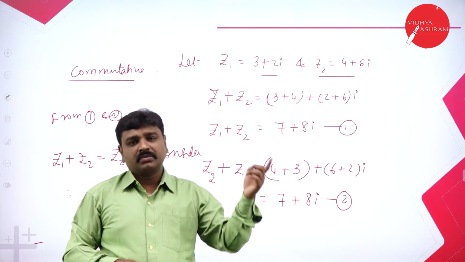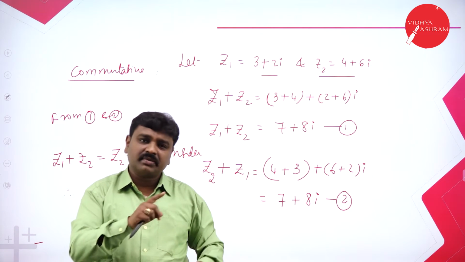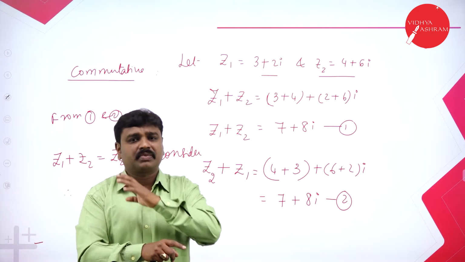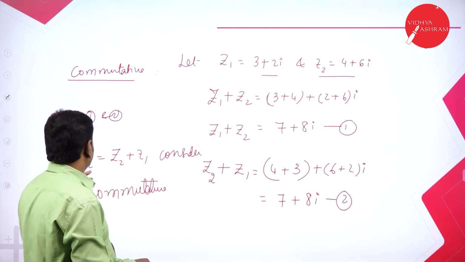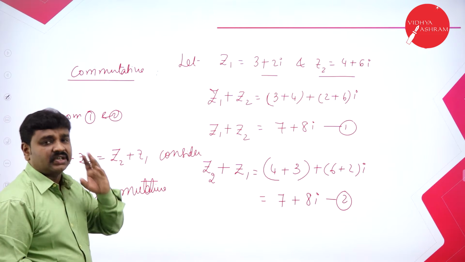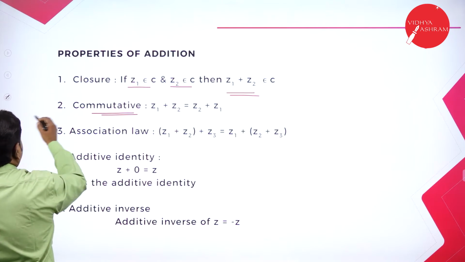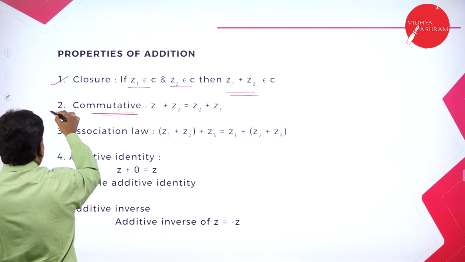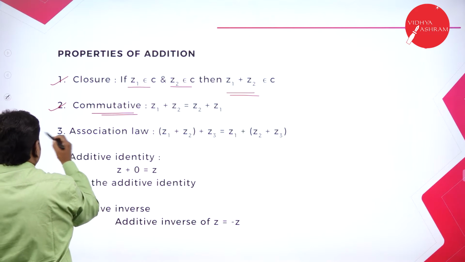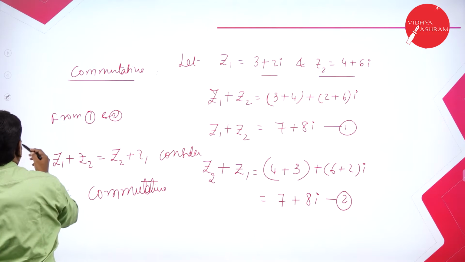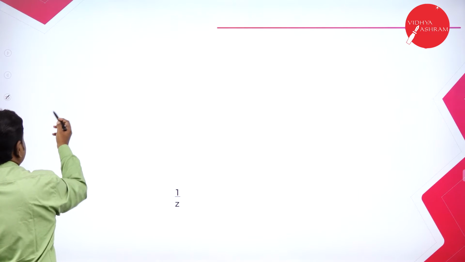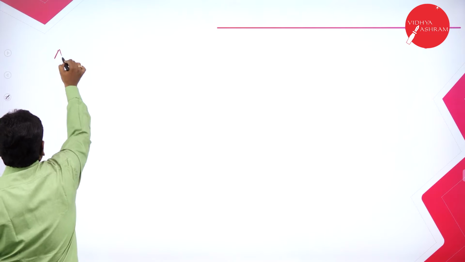First complex number plus second complex number is same as second complex number plus first complex number. z1 plus z2 is same as z2 plus z1. Now we have another property. So I have done closure, I have done commutative. Now we go for associative. So now we'll see what is associative.